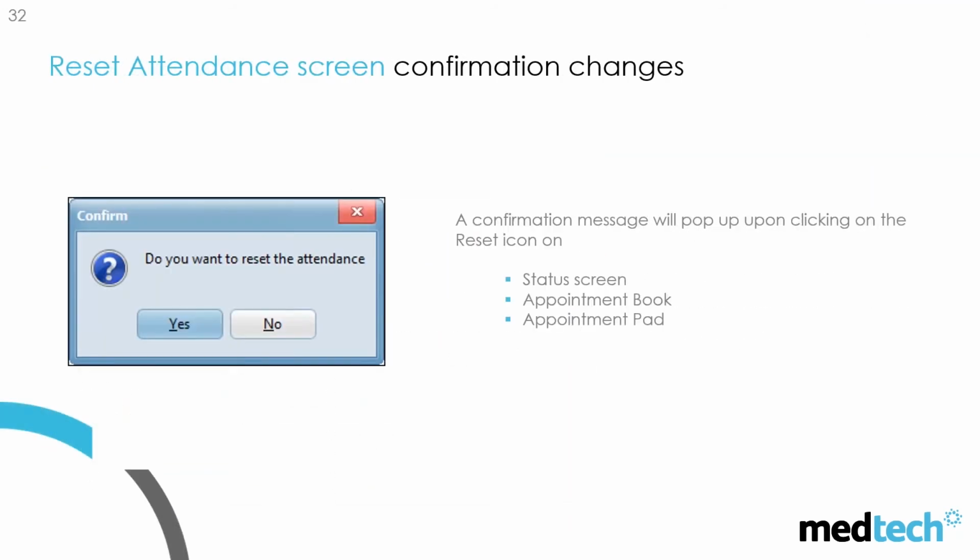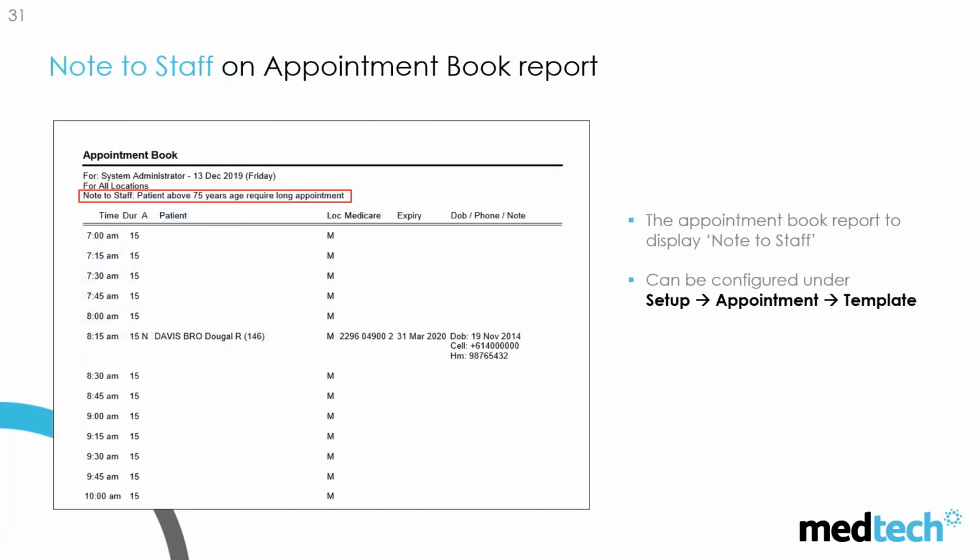Okay, actually I'll go back to that. That's quite interesting. There's a new note to staff on the appointment book report. So again, back to the appointment book report, it's got a new modified update there. I've got it highlighted there as note to staff. This is a good configuration tool, so you can set it up under setup, appointment and template. You can see it populates there. It's got a note there: patient above 75 years of age requires a long appointment. So that's a good little addition there.